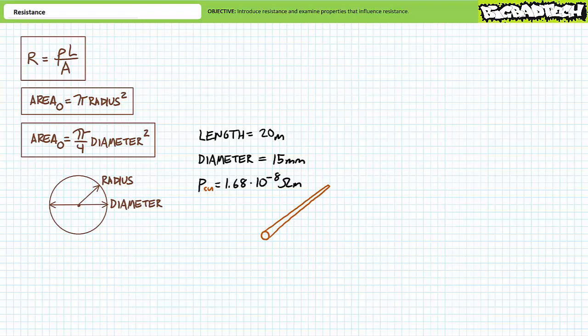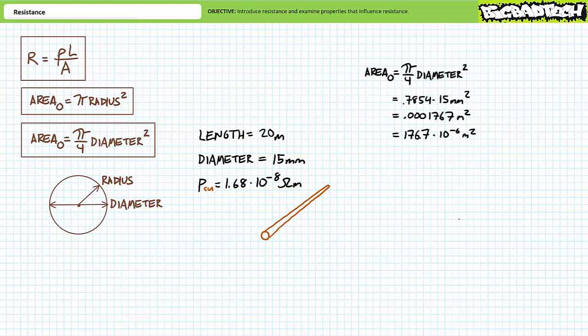Consider a 20-meter long cable made out of copper with an innate resistivity of 1.68 times 10 to the negative 8 ohm meters with a 15 millimeter diameter. Let's determine the resistance of this cable. We first need to determine the cross-sectional area. The cross-sectional area of a circle is pi over 4 times the diameter squared. Pi over 4 times 15 millimeters squared yields a cross-sectional area of roughly 176.7 times 10 to the negative 6 meters squared. Again, do not be tempted to apply engineering units to the cross-sectional area figure.